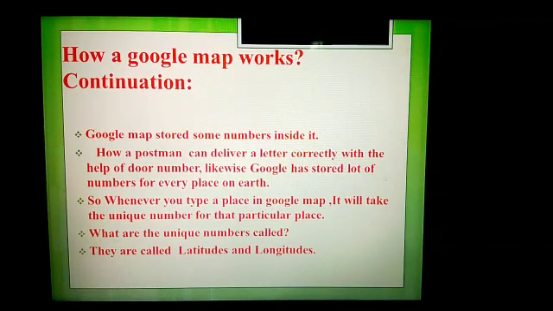Google Maps stores some numbers inside it. Just as a postman can deliver a letter correctly with the help of a door number, likewise, Google has stored a lot of numbers for every place on earth. So, whenever you type a place in Google Maps, it will give the unique number for that particular place. What are these unique numbers called? They are called latitudes and longitudes.